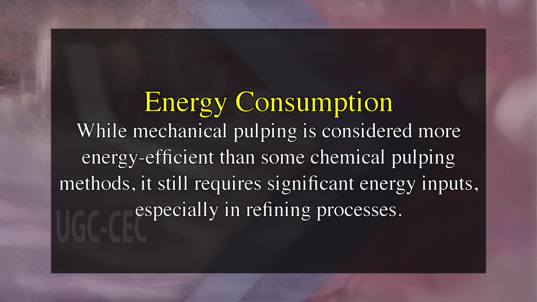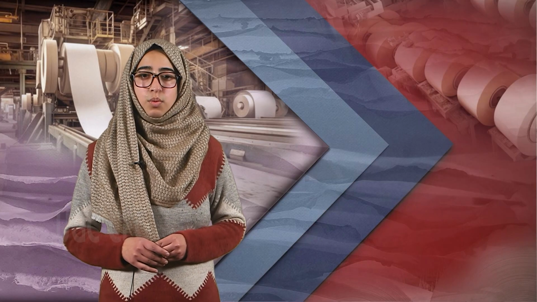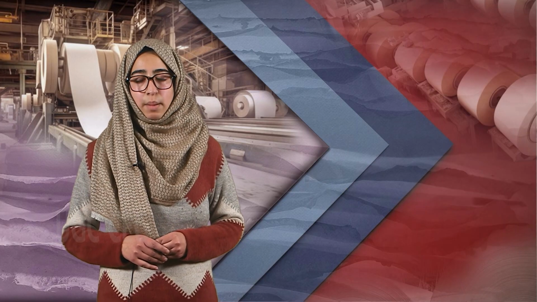Energy consumption. While mechanical pulping is considered more energy efficient than some chemical pulping methods, it still requires significant energy inputs, especially in refining processes. This can be a drawback in terms of overall environmental sustainability. Brown color. Mechanical pulps, especially stone groundwood pulp, can have a characteristic brown color due to the higher lignin content. This limits their use in applications where a lighter color is desirable.